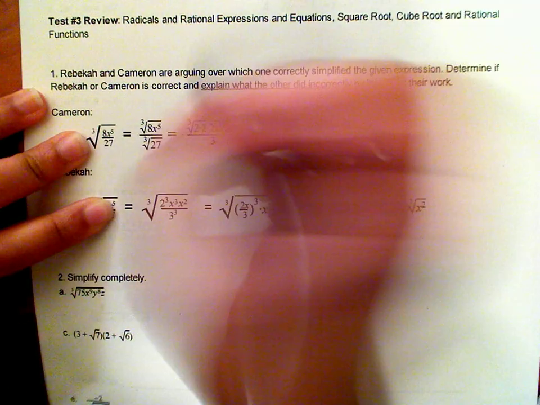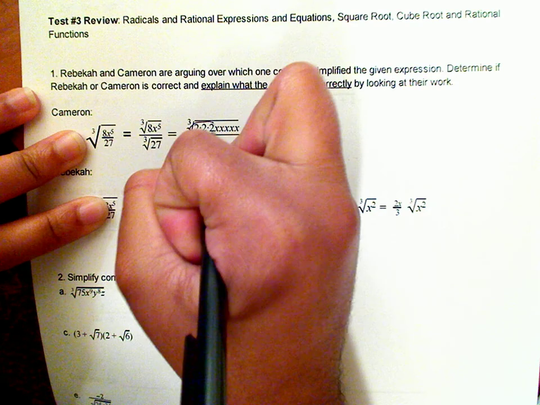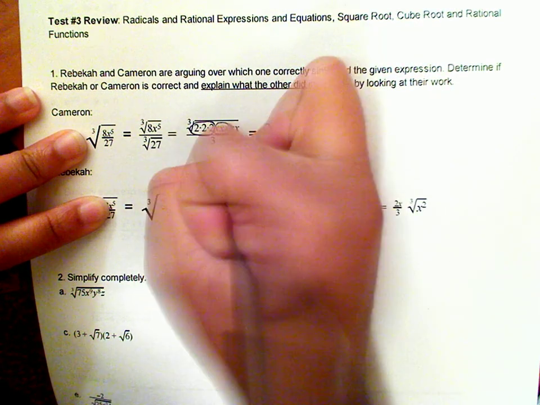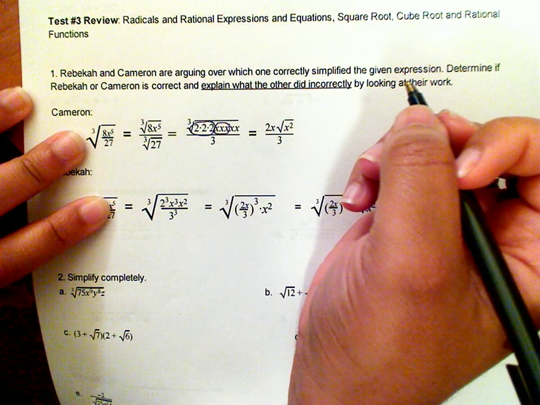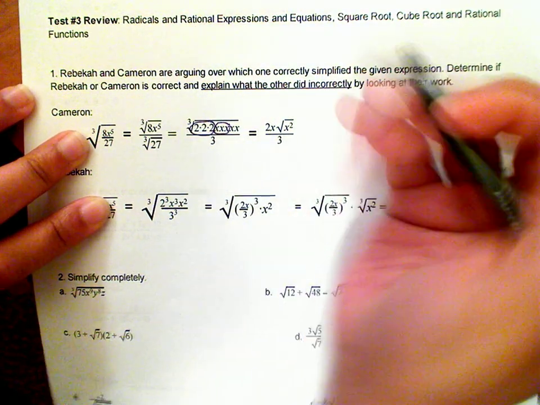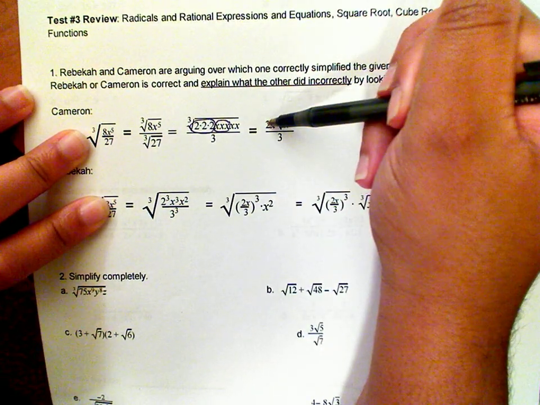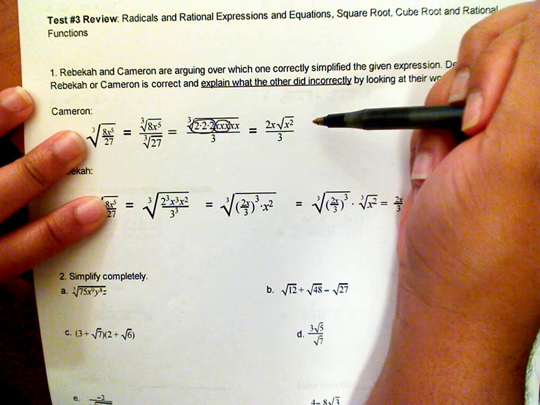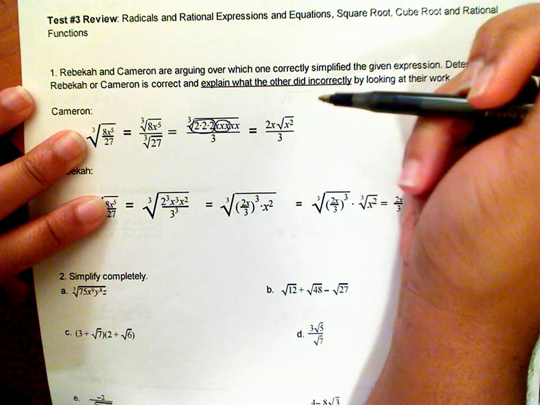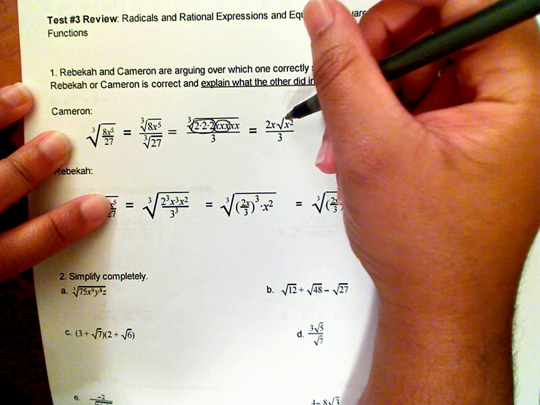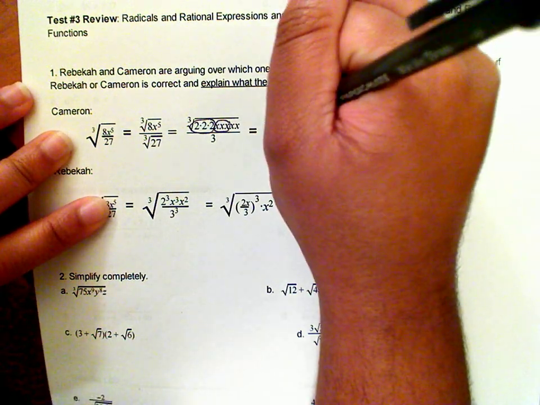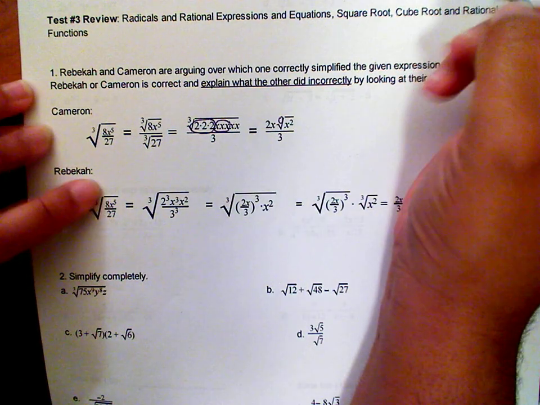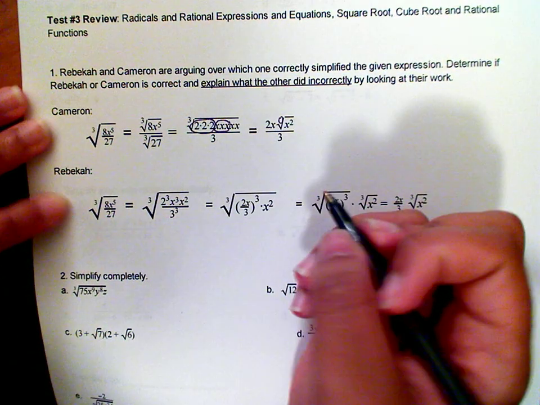So then if we're looking at this, our index is 3, so we're going to pull out groups of 3. So there's one group of 3 2's and one group of 3 x's. So then x squared is going to be left inside. So we pull out a 2, we pull out an x, and we're left with the cube root of x squared. But Cameron does not have the index. So right off the bat we know Cameron's wrong.